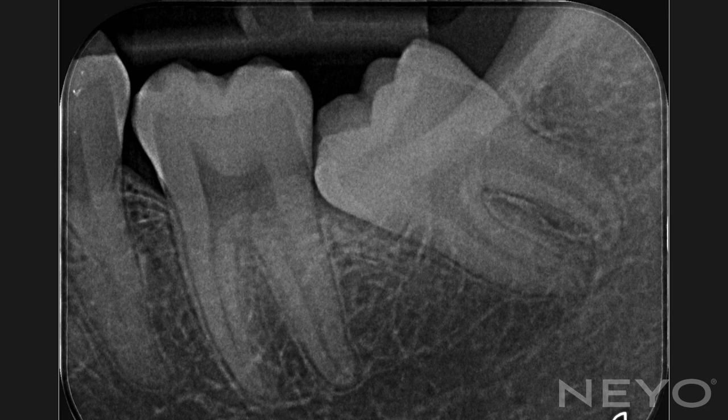We can see on the distal of the lower left 7 there may be early decay. I'm asking regular dentists to just assess these areas over time, because we can notice that sometimes these areas remineralize, and there's no need for any restoration in the lower left 7 long term.